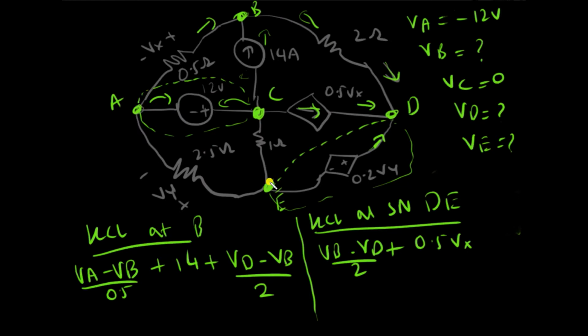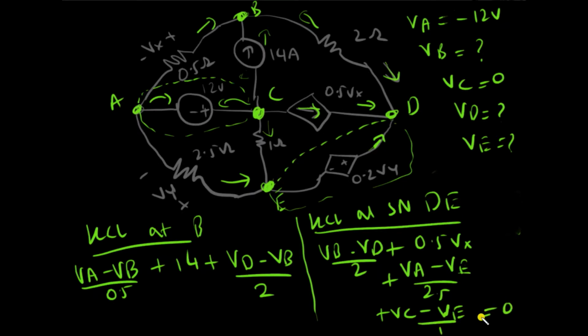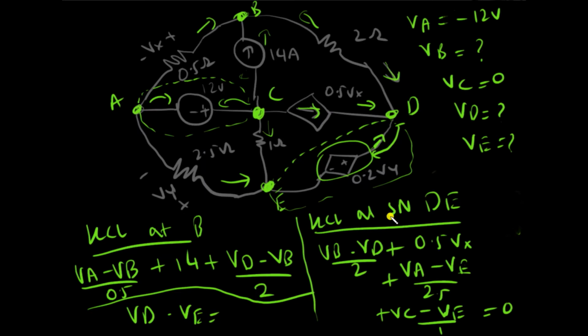So we move on to the next node in the supernode, E, because we have already written the KCL at node B for all branches except the voltage source. For E, there is this one current coming from here, so I can just write VA minus VE divided by 2.5, and the last current is coming from C, so that is VC minus VE divided by 1, and that is equal to 0. So these are the equations, and there is one more equation which I'll write here because there's a supernode. VD minus VE is equal to 0.2 Vy, because it's connected to the positive terminal. This is what you always do for the supernode.